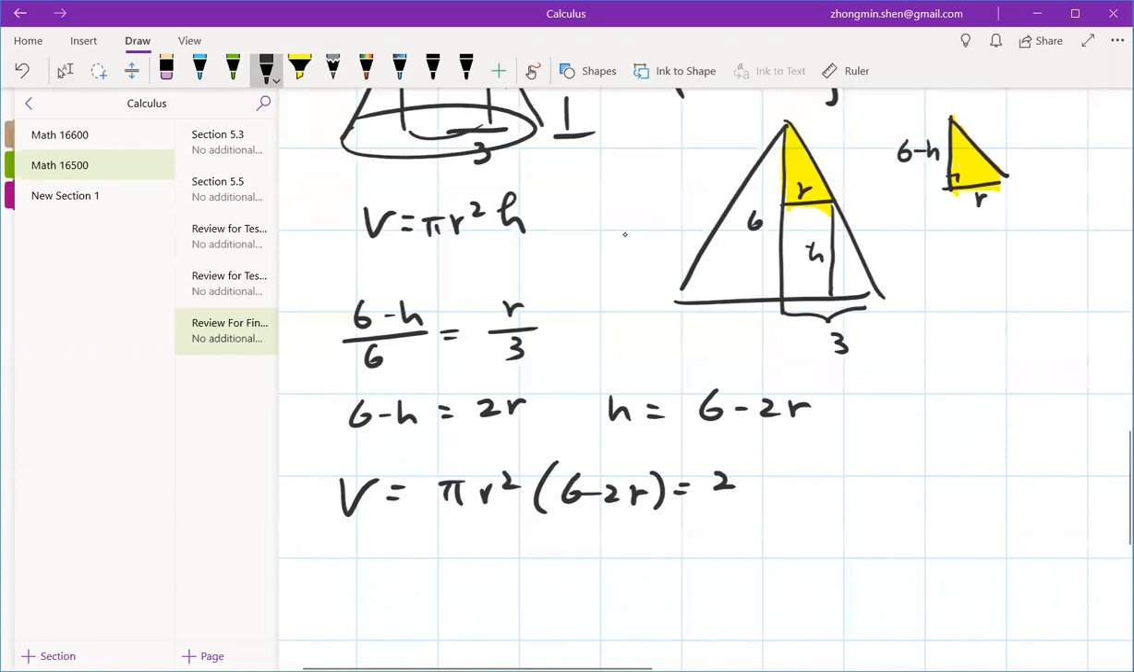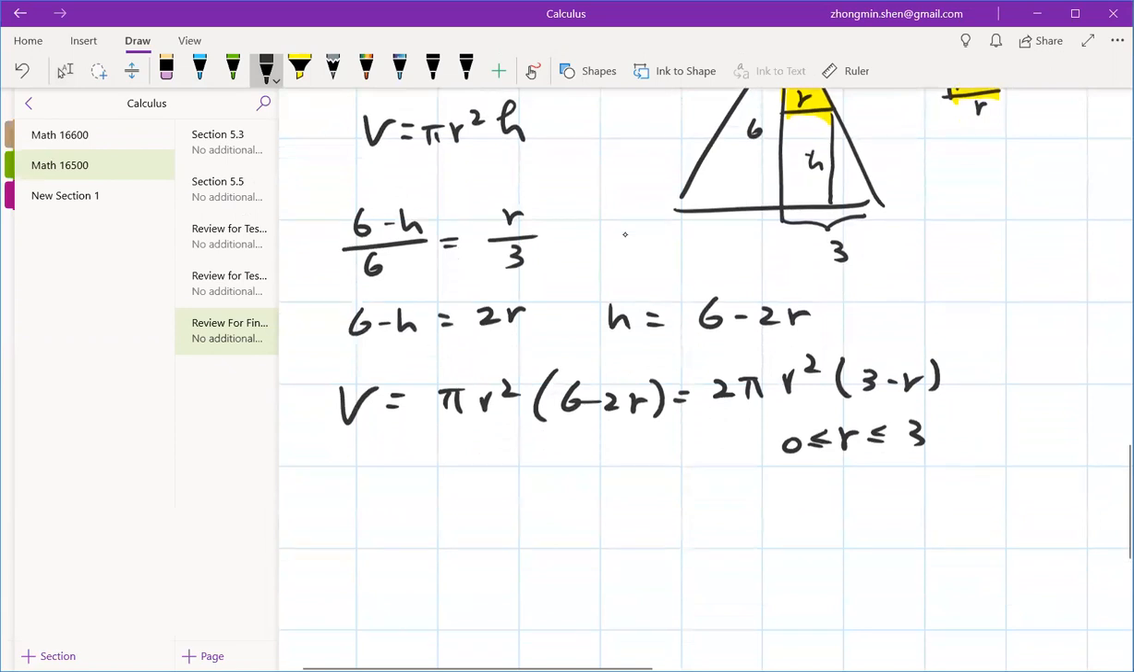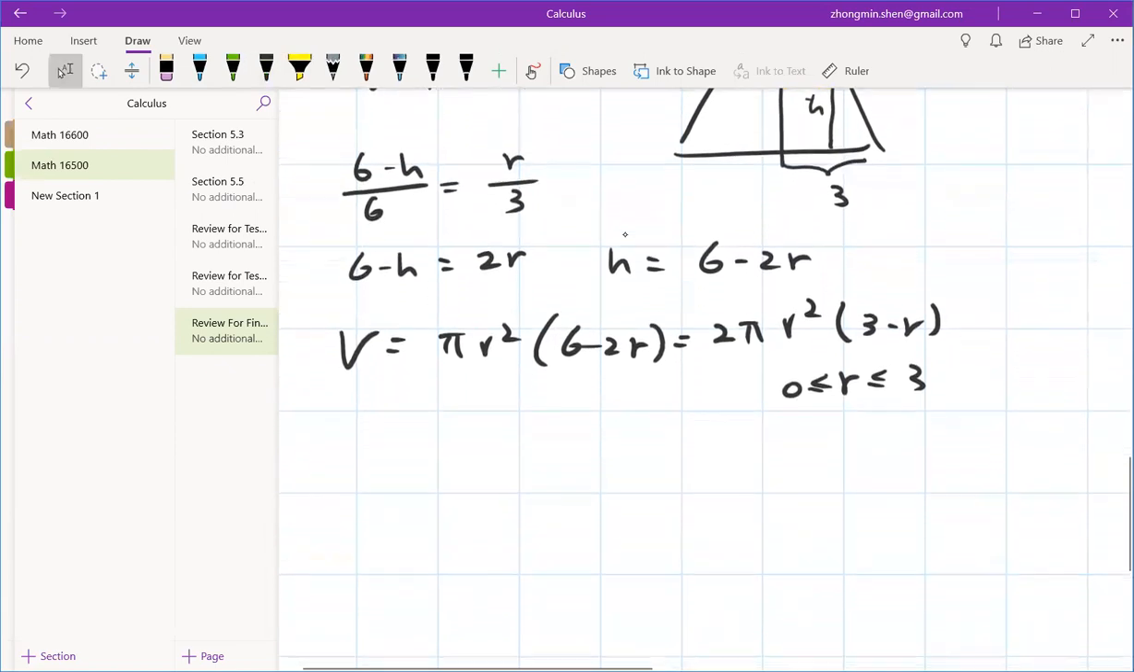If I take a 2 out, that will be 2 pi r squared times (3 minus r). The largest possible value for r is going to be 3. The smallest value for r is 0, because it's a cylinder in the cone. Now look at this function. Here's r, here's V. When r is 0, V is 0. When r is 3, V is 0. So it looks like that. Somewhere it has a maximum value.